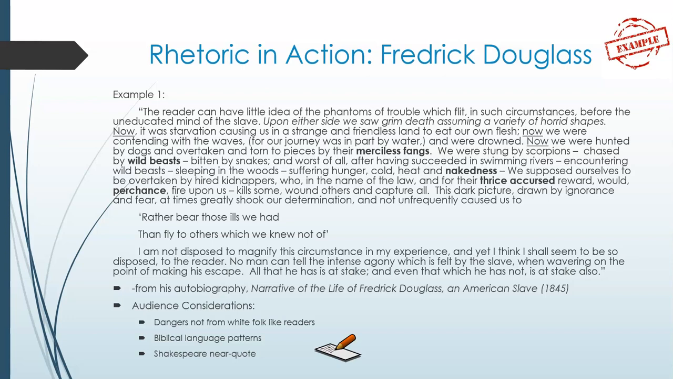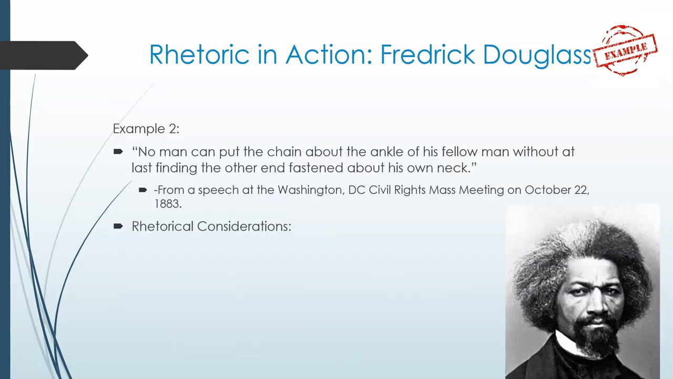Let's take a look at how the expression of his message changes when he's working in a different form and with a different audience. At a speech he was making in Washington, D.C., at the Civil Rights Mass Meeting in October of 1883, he said, quote, "No man can put the chain about the ankle of his fellow man without at last finding the other end fastened around his own neck."